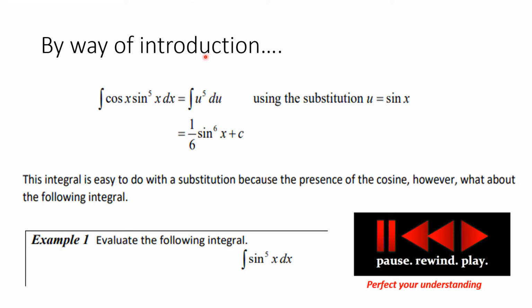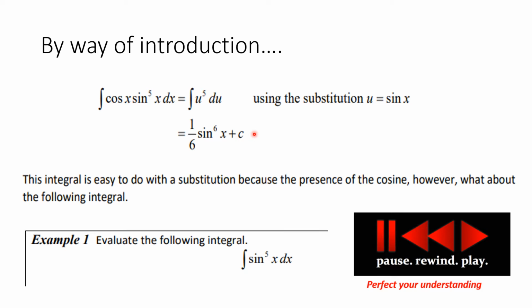By way of introduction, consider this integral, which we did in Calc 1. This is the indefinite integral of cosine x sine to the fifth x dx. Well, we do a u substitution. u equals sine of x. That means that du is cosine of x dx. And so we can use that substitution to get this integral becomes the indefinite integral of u to the fifth du. And we're going to add 1 to the exponent, divide by the new exponent, and reverse the substitution.